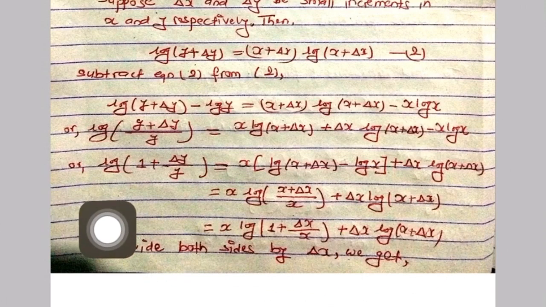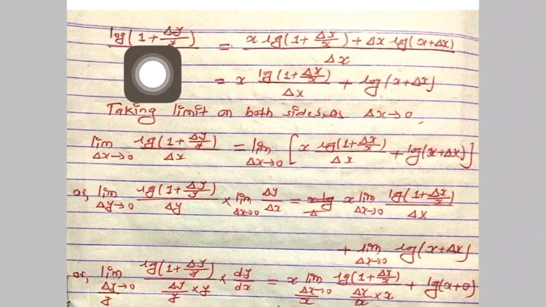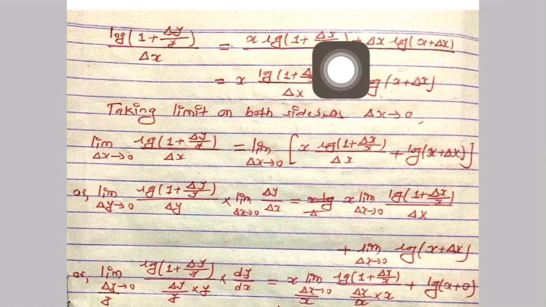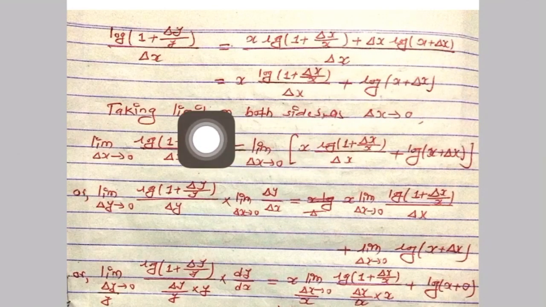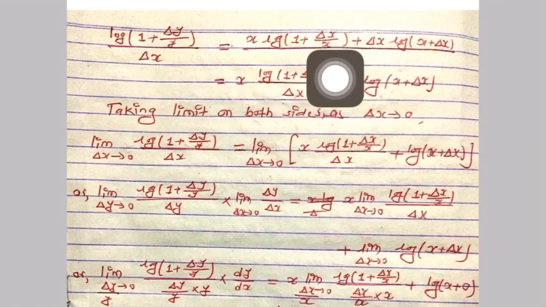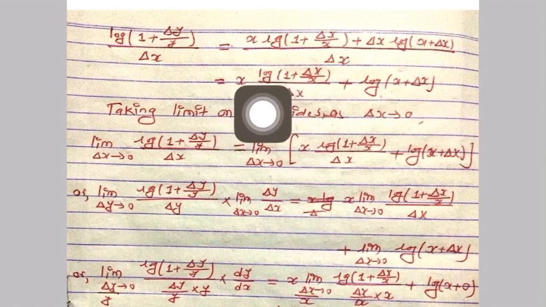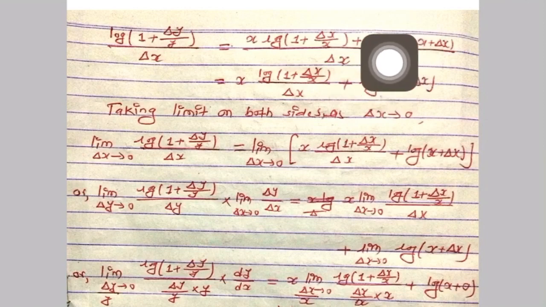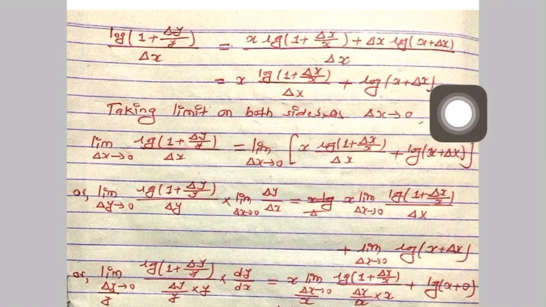Now we have to divide both sides by del x, then in the next line we get log of 1 plus del y by y divided by del x is equal to x times log of 1 plus del x by x plus del x log x plus del x, whole divided by del x, and I separate the del x to the first term and second term here, so we get x times log of x plus del x by x whole divided by del x plus, this del x cancels out, so in the second term we get log of x plus del x only.